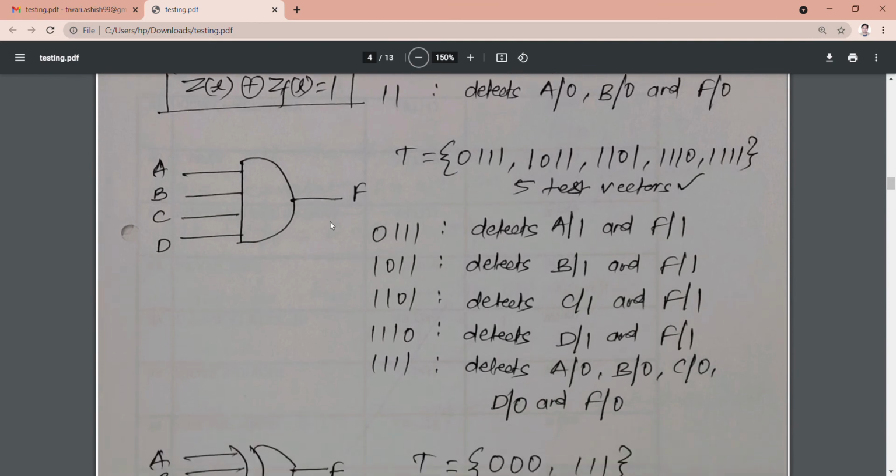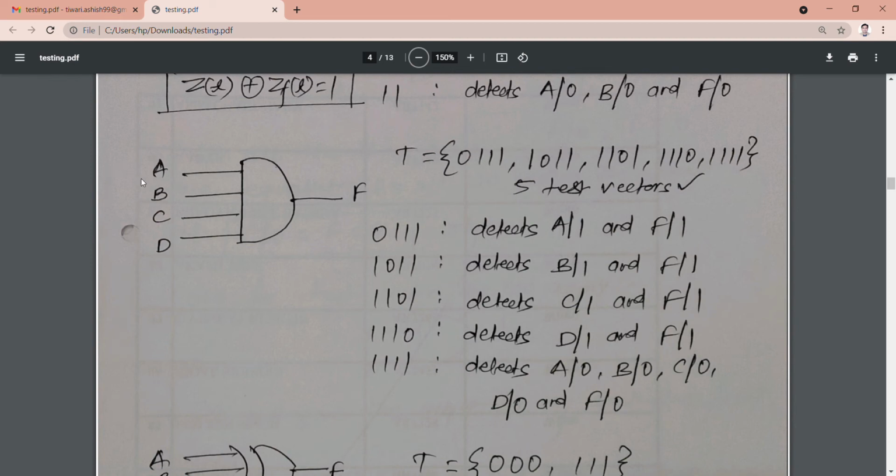So this is a 4 input AND gate, and this is the output. By applying these test vectors, we can test this particular AND gate with the 4 inputs. So you can go through all the steps and check whether these test vectors are sufficient to test this particular AND gate.